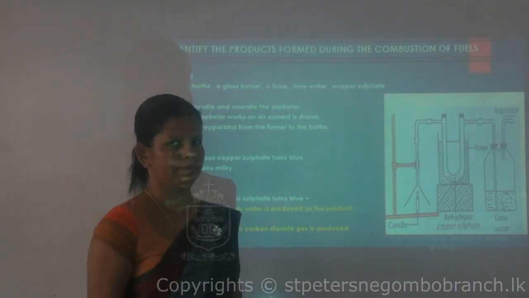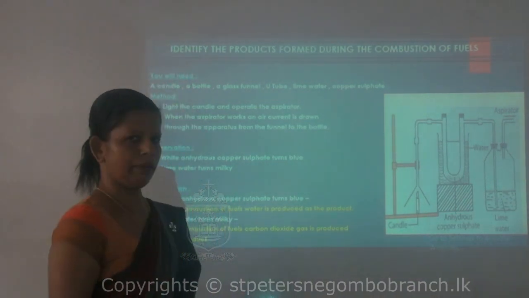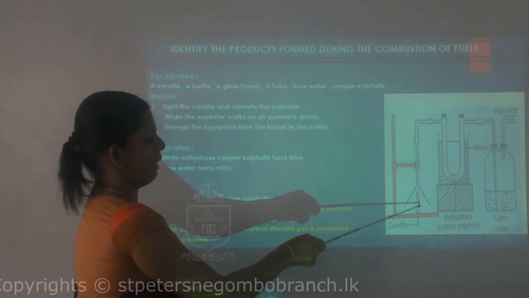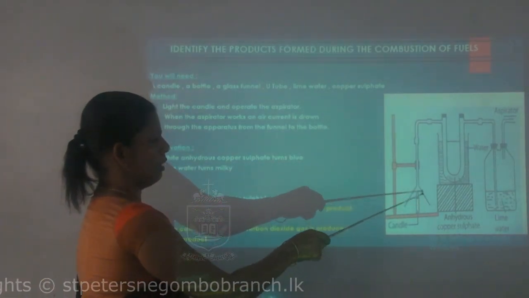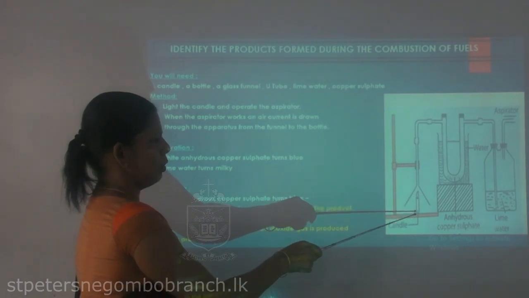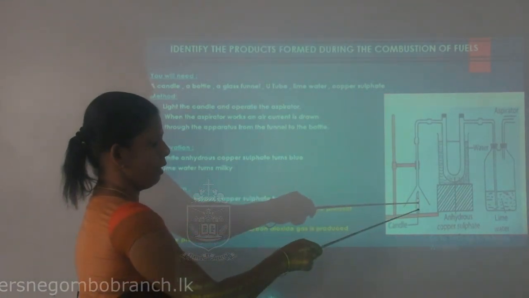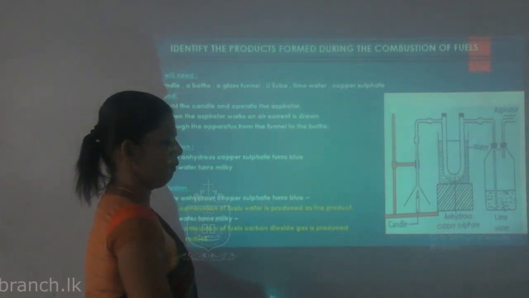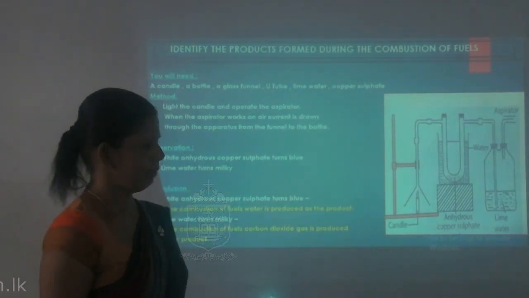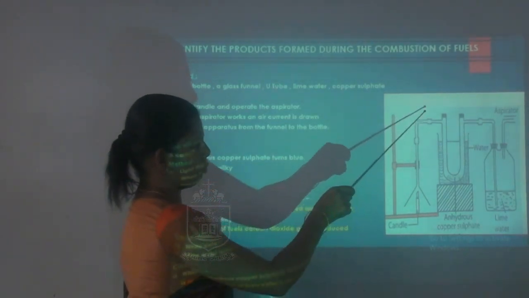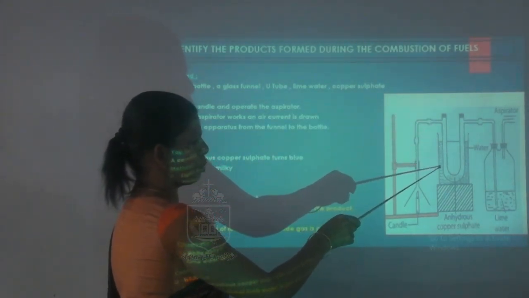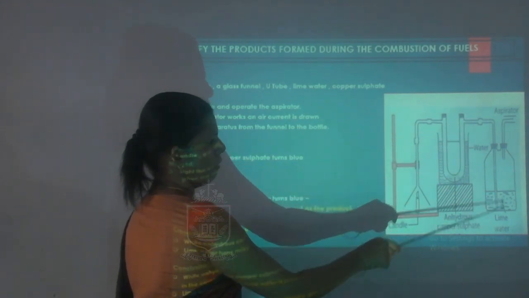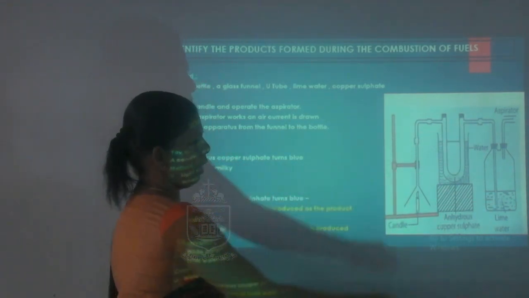It's white in color. So what is the method that we have to do? You have to light the candle and use the glass funnel. Then you expose it to the products of the combustion of the candle. Those products go through this and go to the anhydrous copper sulfate and then up to the lime water.